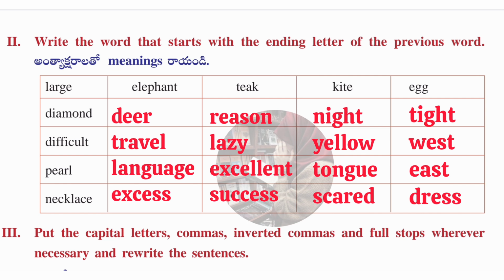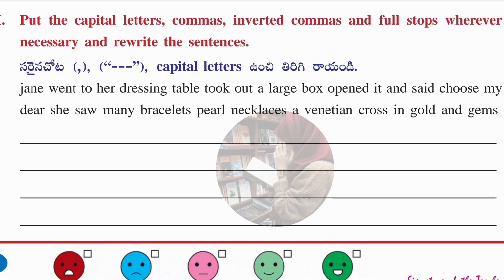So now we will move to the next Roman, that is Roman number 3, which is put the capital letters, commas, inverted commas, and full stops wherever necessary and rewrite the sentences. Okay, here a small paragraph is given. What we have to do, we have to punctuate this paragraph, which means we have to use capital letters, commas, inverted commas, full stops wherever necessary.